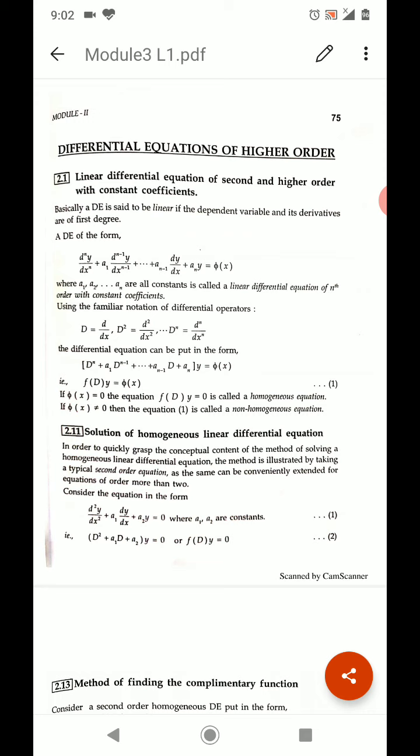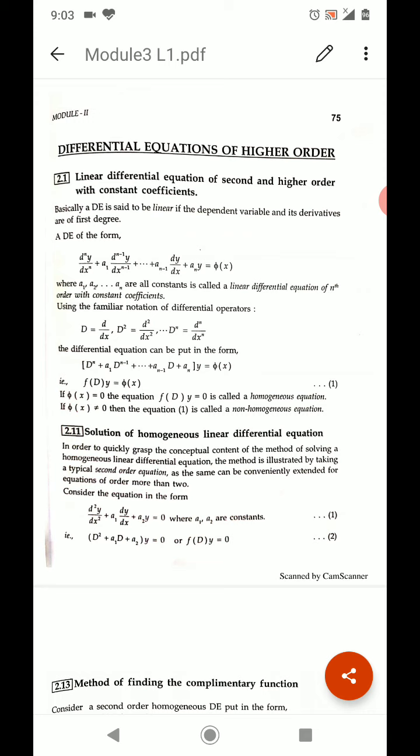Here we have two cases. First one, if φ of x is equal to 0, then the above equation becomes f of D into y equal to 0. So this type of equation is called homogeneous equation. And second case is, if φ of x is not equal to 0, then f of D into y is not equal to 0, or any function. Then the equation becomes non-homogeneous equation.